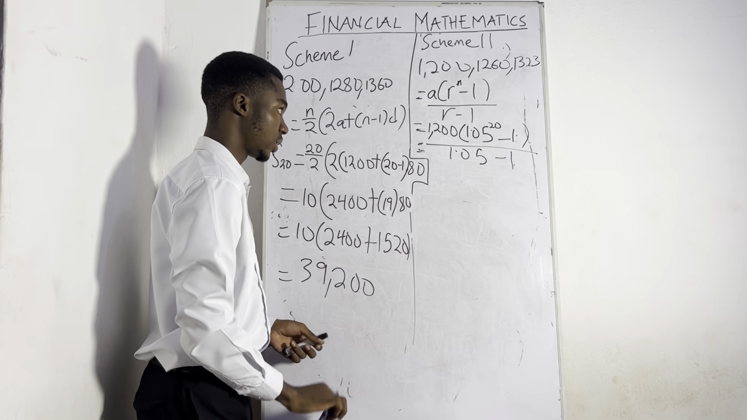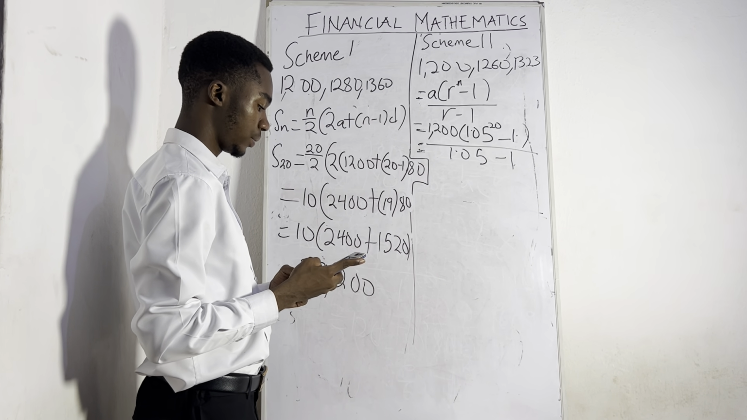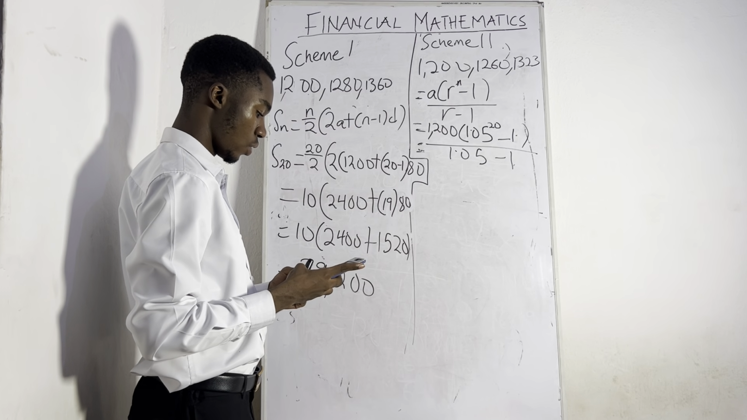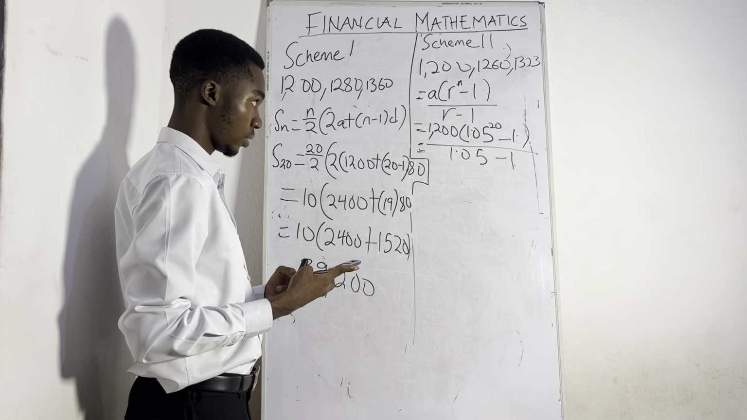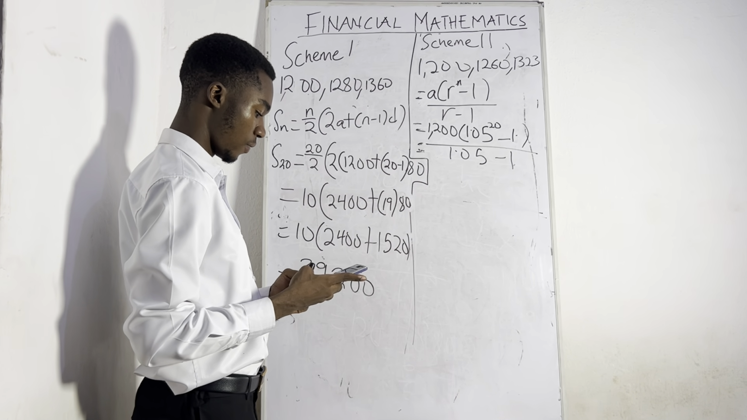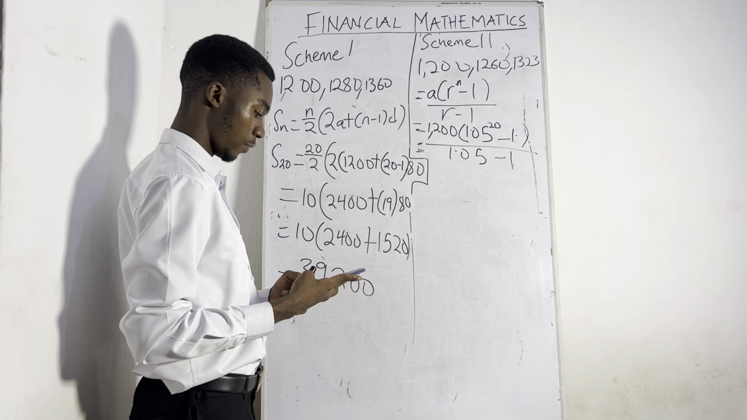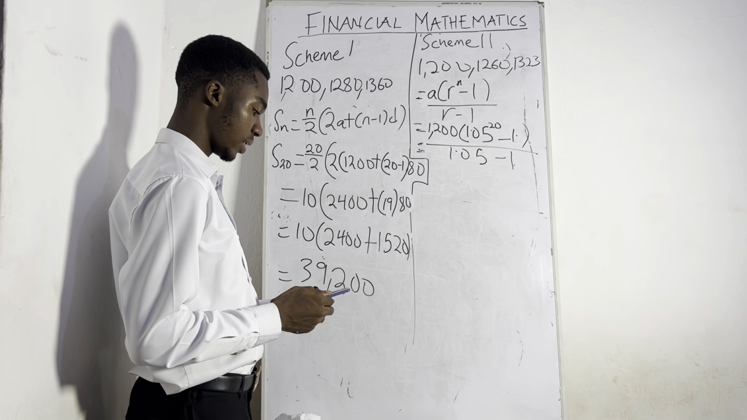So let's punch it and see what you are getting. So for the numerator, we have 1200 into brackets 1.05 exponent 20 minus 1. Then for the denominator, we have 1.05 minus 1. So we are getting 39,679.